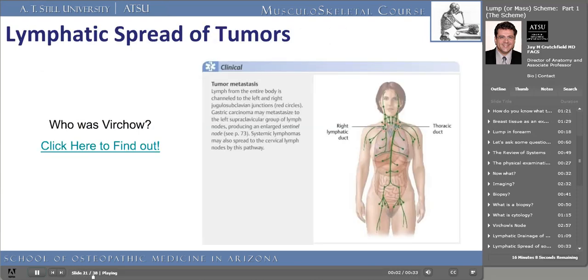A Virchow's node in the left supraclavicular region was often classically taught, as is shown here in this slide from the Thieme Atlas of Anatomy, to be secondary to gastric cancer, which spreads to these supraclavicular nodes via the thoracic duct. Today, however, in a woman, a Virchow's node is most likely secondary to a breast cancer. If you're interested in learning who Virchow was and other processes holding his name, I provided a link so you can learn more about this famous pathologist.